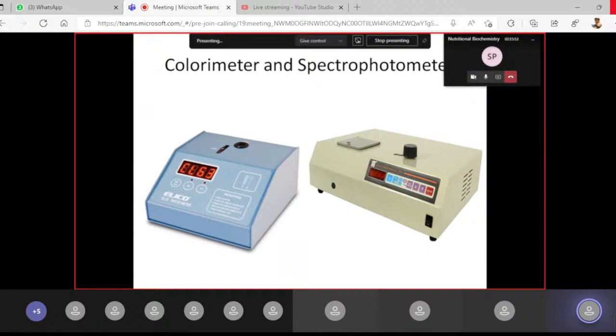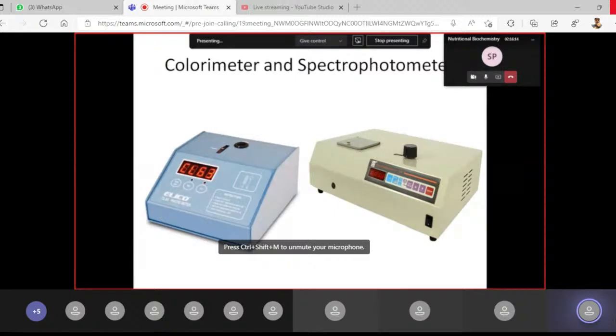But a spectrophotometer uses both UV light and visible light for measurement. You can check the absorbance by using both the visible range and the UV range. Is it clear to you? First difference.